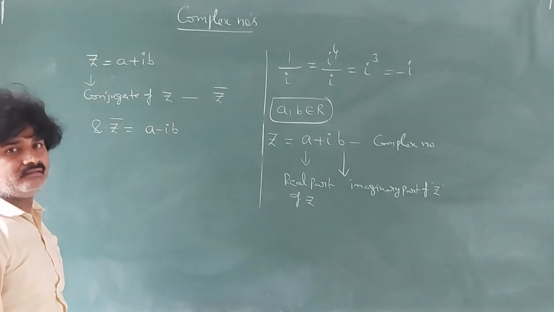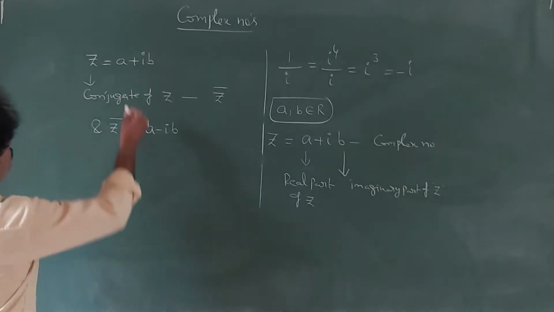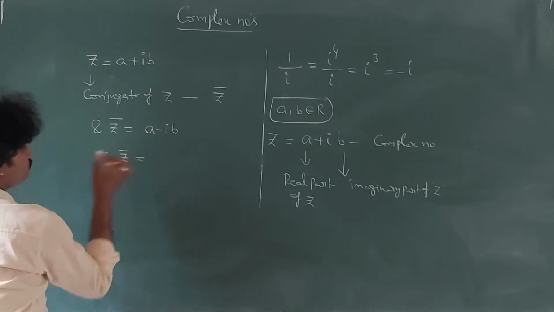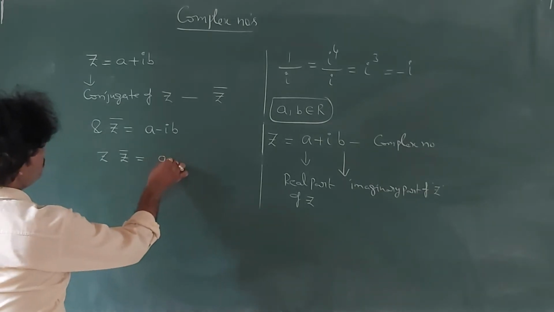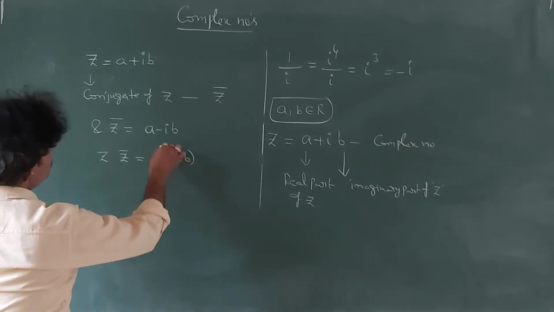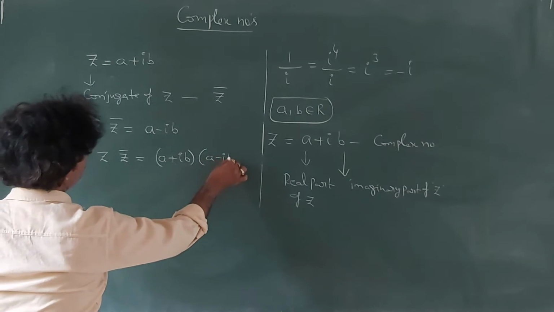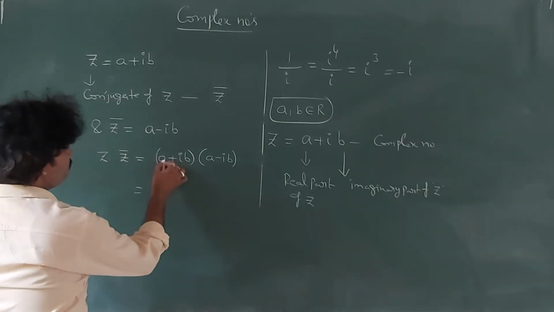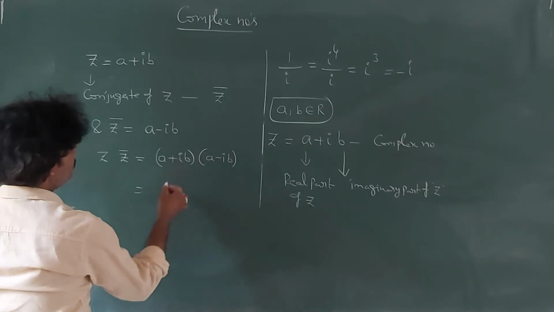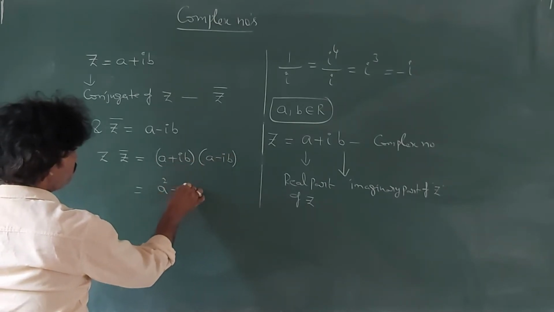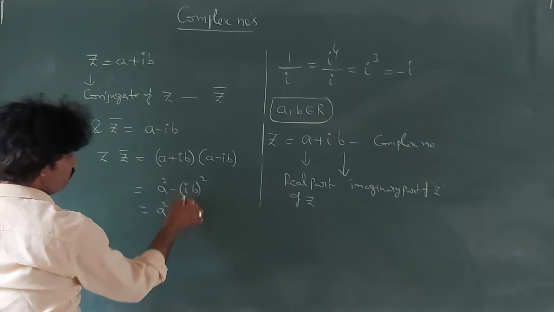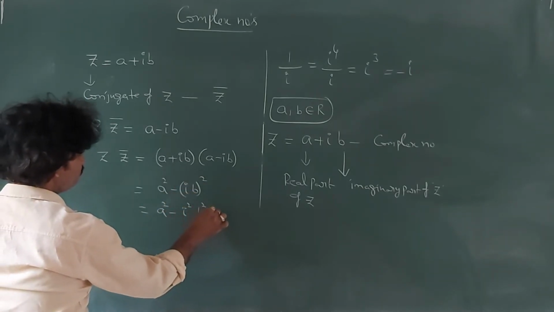Suppose z is a minus ib, I have taken, then what about z bar? Right, a plus ib. Then if I multiply these two complex numbers, z into z bar, z means a plus ib, z bar means a minus ib. If I multiply these two complex numbers, it is like (a plus b) into (a minus b), a square minus b square, which is a square minus i square into b square.